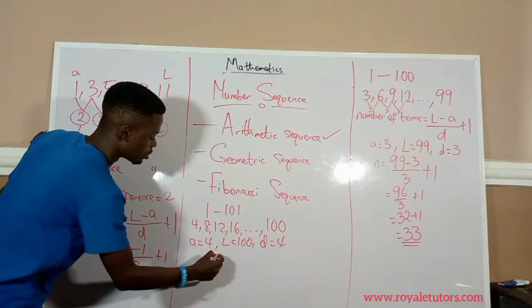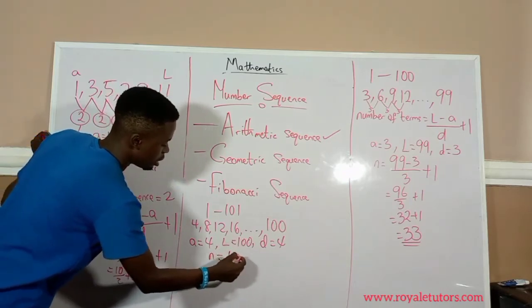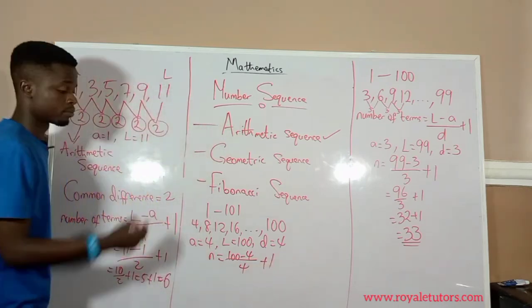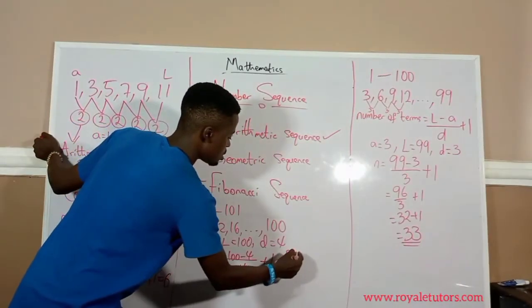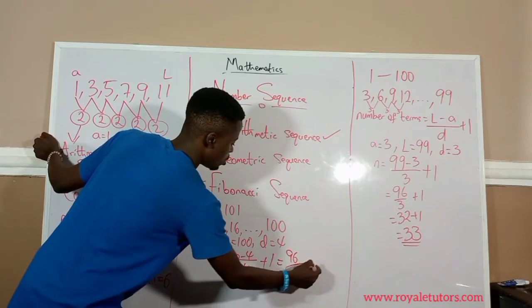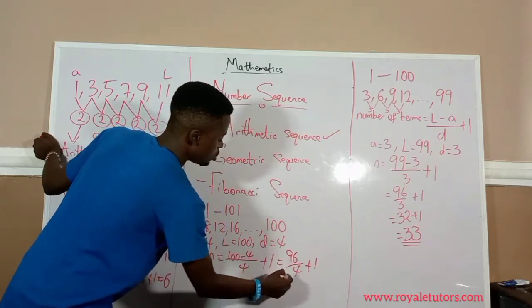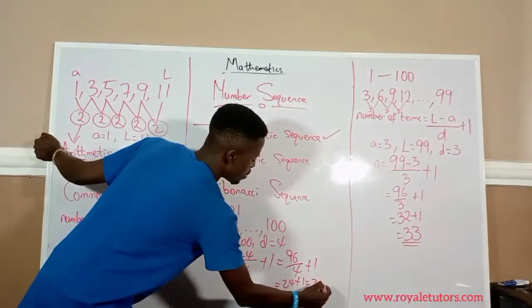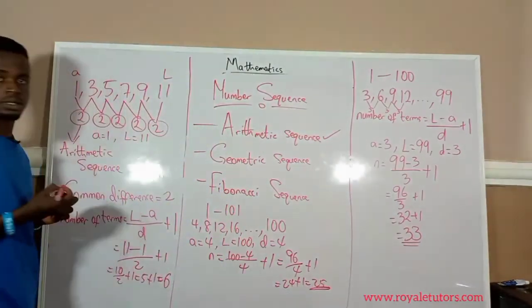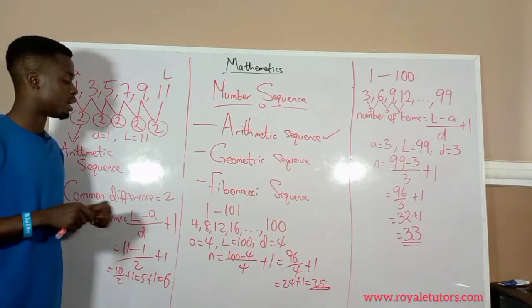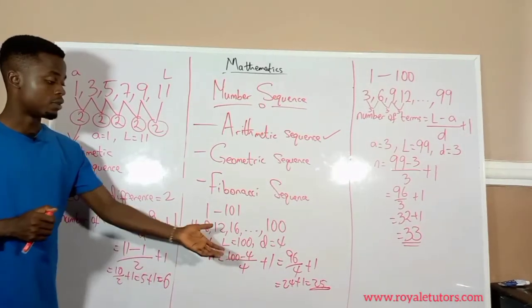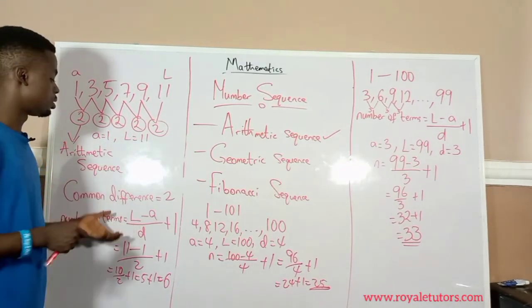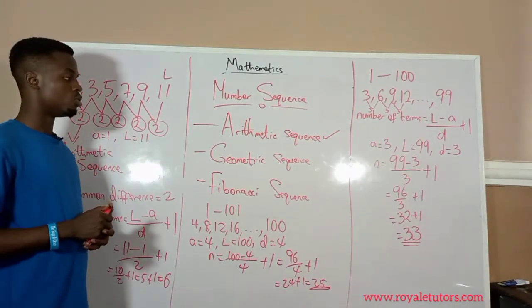So you have your number of terms, which is last term minus first term divided by common difference, plus 1. Okay, this is just having 96 divided by 4, plus 1. So if you divide, you should have 24 plus 1, which is 25. So there are 25 numbers that are divisible by 4 between 1 and 100. If you get the answer right, well done. If not, you can always watch this video over again, and I'm very sure you'll be able to solve the question.